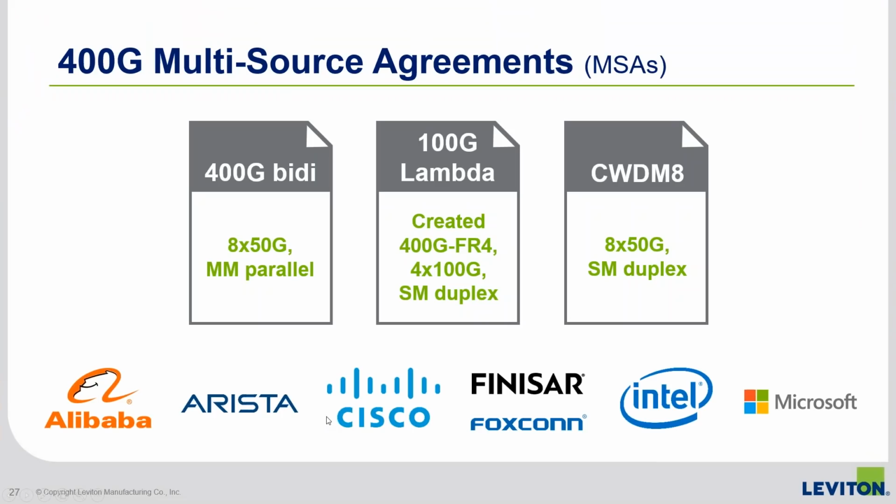I mentioned a couple of things about MSAs. Here's just an example on the 400 gig side. MSA stands for multi-source agreement, and there are 3 of them out there now: 400 gig BiDi, 100 gig Lambda, and CWDM8. An MSA is basically a consortium of companies that get together and write a specification. And here's an example of some of the companies. It's a mix of switch vendors like Arista and Cisco, transceiver manufacturers like Finisar and Foxconn, as well as large end users like Alibaba and Microsoft that are driving a lot of those developments.